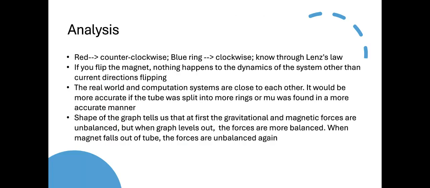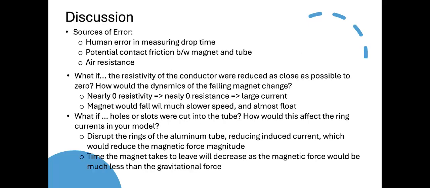And the shape of the graph tells us that for the first dip, gravitational and magnetic forces are unbalanced. When the graph levels out, the forces are more balanced, which leads to the flat section. And then when the magnet falls out of the tube, the forces are unbalanced, which leads to that dip again.